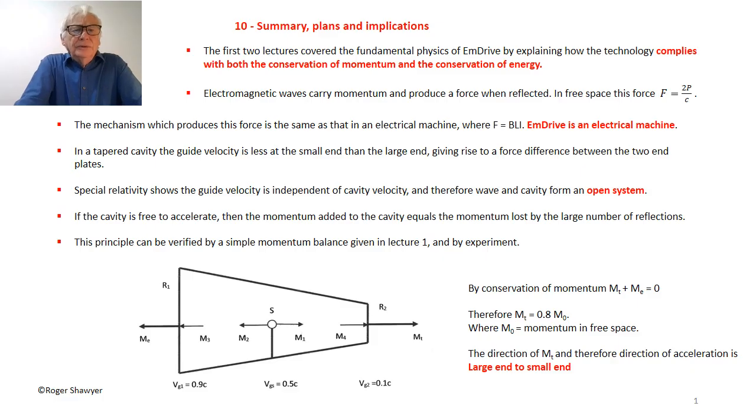If you look at the details of this electrical machine, then you have a tapered cavity where the guide velocity, which is the velocity of the electromagnetic wave inside the cavity, is less at the small end than at the large end, giving rise to a force that's less at the small end than it is at the large end. And it's this force difference between the two end plates that produces the thrust.